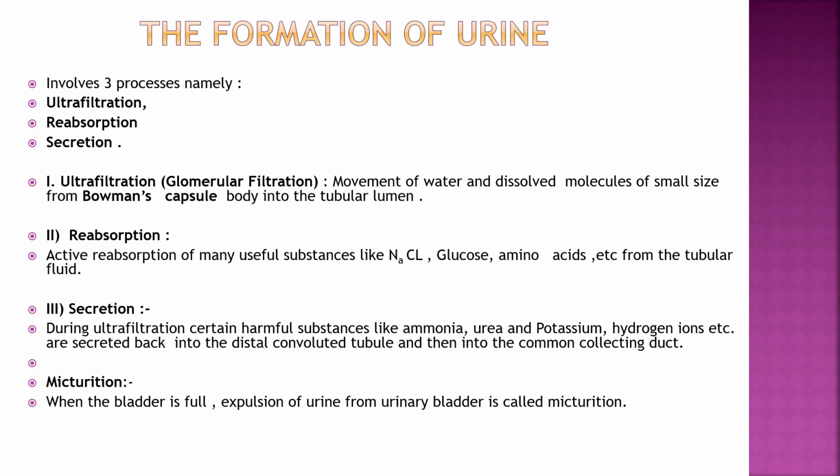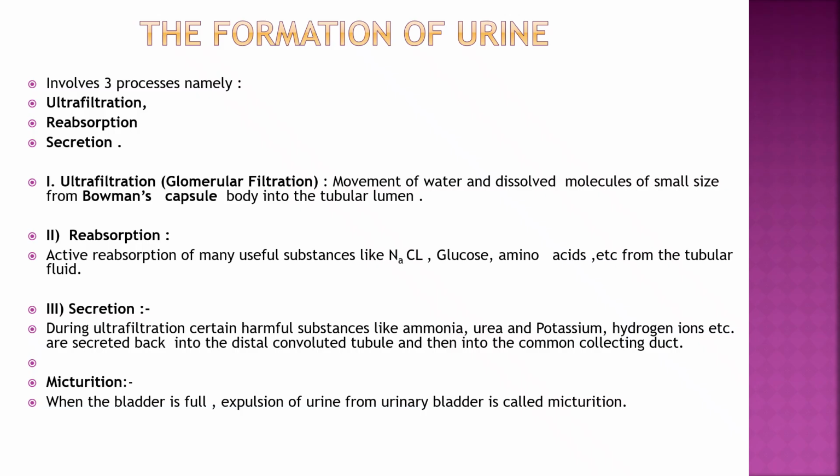Formation of urine takes place in 3 stages: ultrafiltration, reabsorption, and secretion. Ultrafiltration takes place in Bowman's capsule. The liquid portion from the blood is filtered through Bowman's capsule, except the cells and proteins.